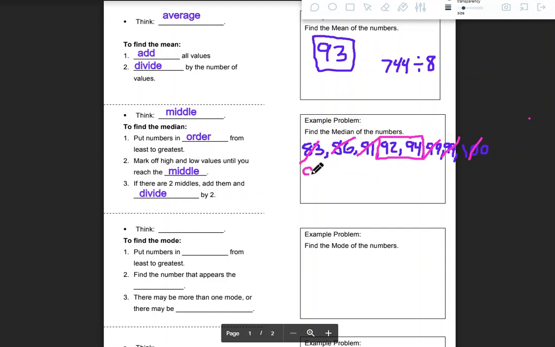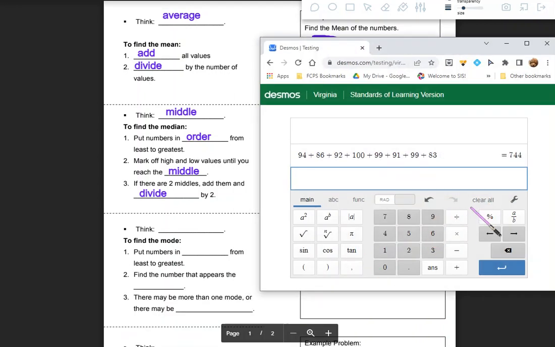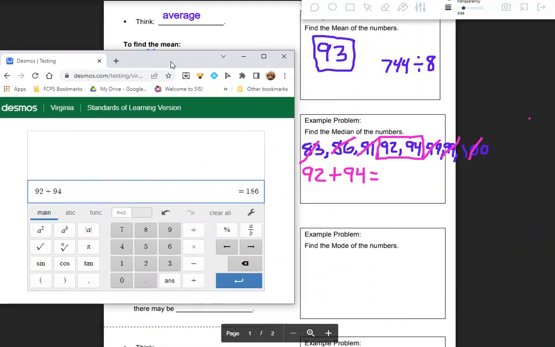So what I have to do is add those two together, 92 plus 94. What does that give me? Let's see, Desmos, 92 plus 94. Let's see, 92 plus 94 gives me 186.